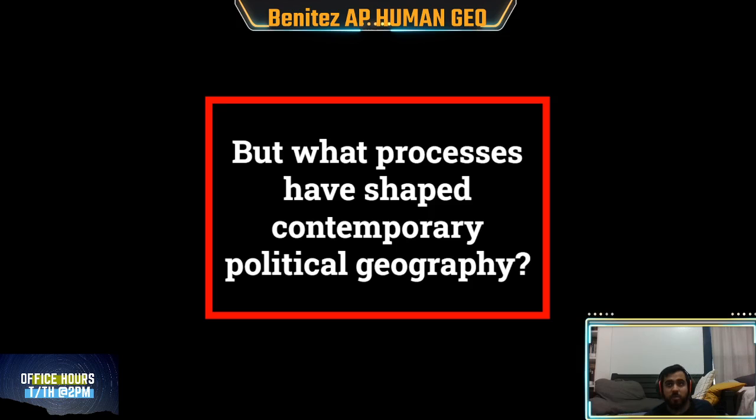Finally, now we need to move on to our next topic. We need to figure out what processes have shaped the contemporary political geography. So where do all these borders come from? Who created these borders? Why are these borders the way they are? Here's one example.